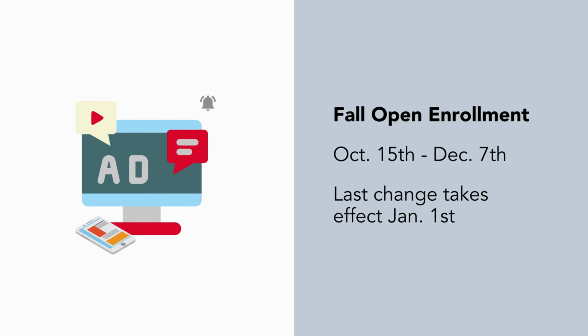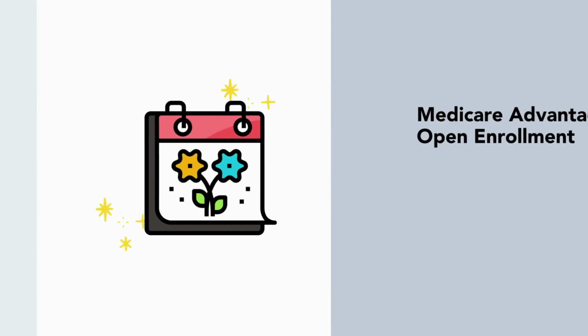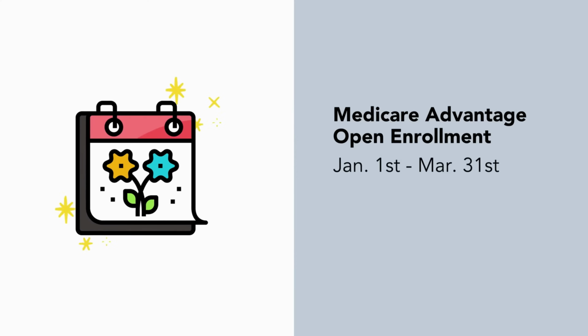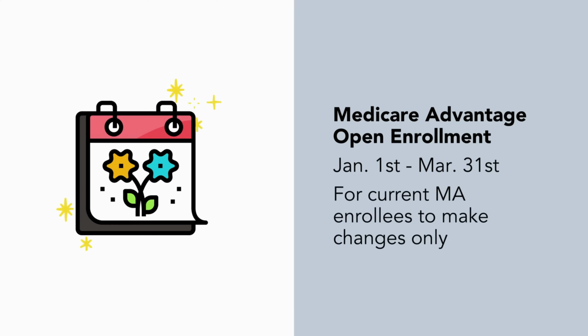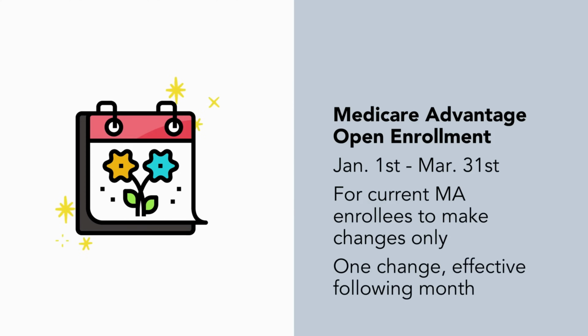The next enrollment period is Medicare Advantage Open Enrollment, which is from January 1st to March 31st of each year. This enrollment period is only available to people with Medicare Advantage who want to switch Medicare Advantage plans or go back to Original Medicare. This enrollment period is not for people with Original Medicare or those interested in changing Part D plans. You can only make one change during this time, and it becomes effective the first of the following month.